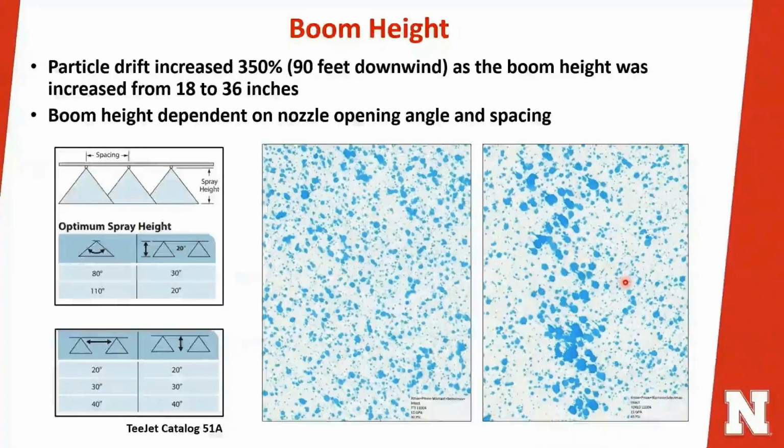We need to have lower boom heights, but the lowest possible when we check the herbicide labels and the nozzle manufacturer that we are using. So we want to get close to this scenario here on the left, right? With a good and homogeneous pattern, but at the same time, mitigating drift potential.